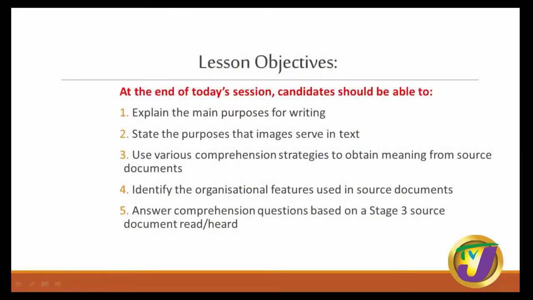Let's take a look at our objectives for today. These are the things that we will achieve by the end of today's lesson. All right, so at the end of the lesson, candidates should be able to explain the main purposes for writing, and this is really a recap because we have looked at the purposes already. State the purposes that images serve in the text. Use various comprehension strategies to obtain meaning from source documents, and identify the organizational features used in source documents. You should also be able to answer comprehension questions based on a Stage 3 source document read or heard.